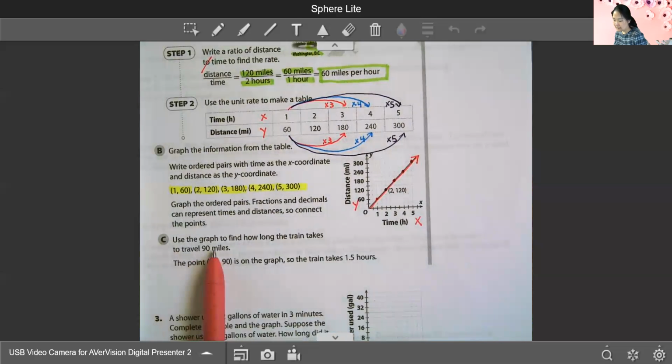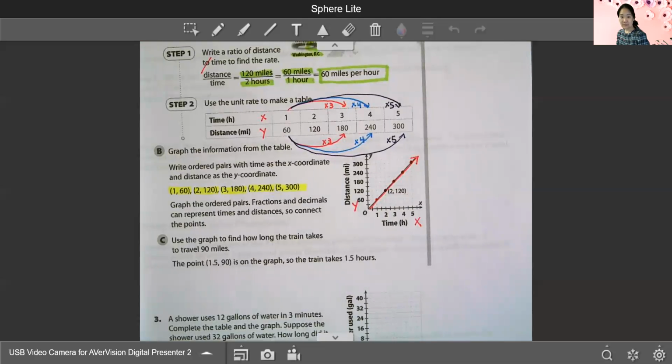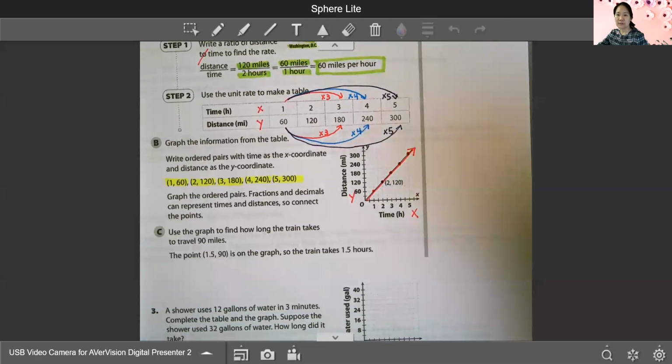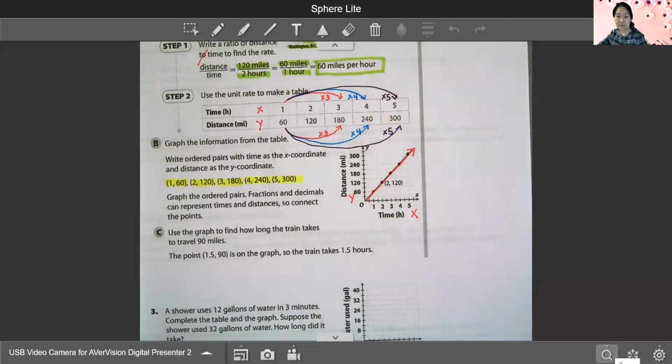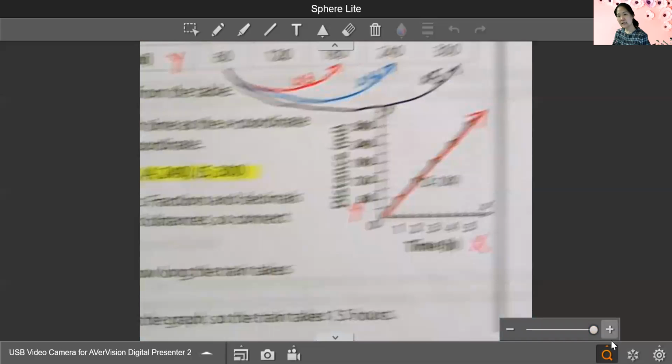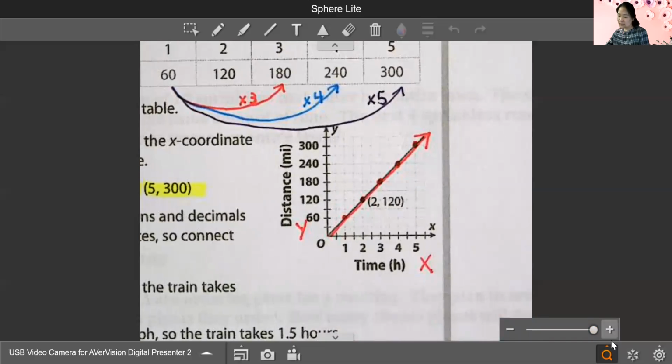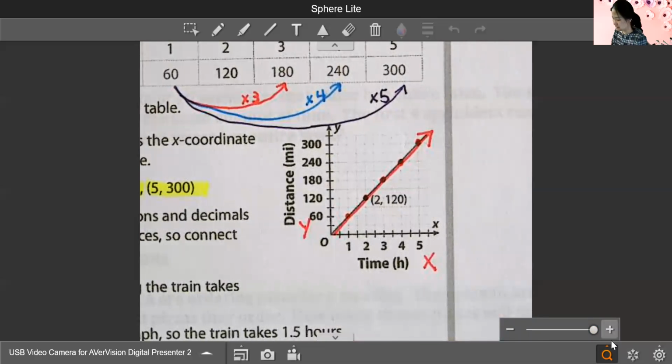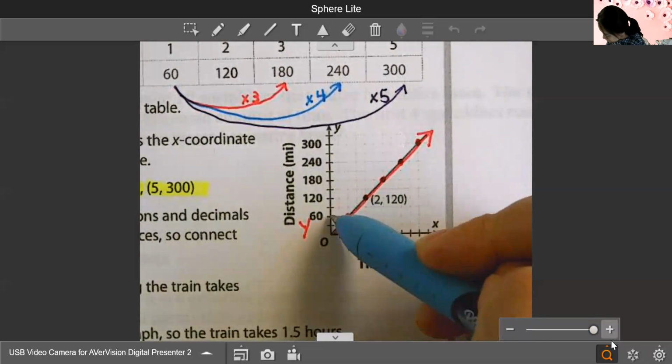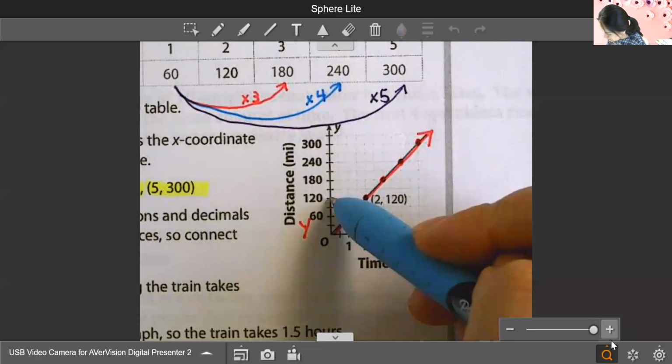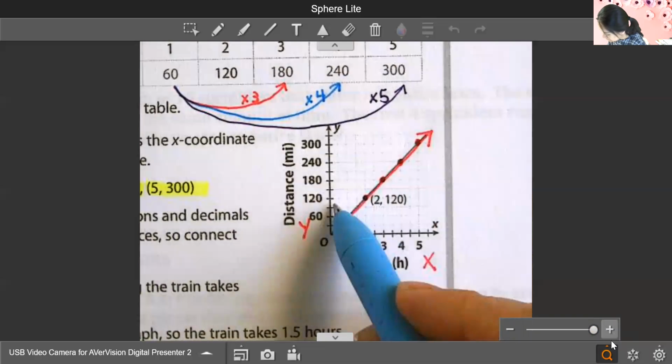Use the graph to find how long the train takes to travel 90 miles. Okay, so this is important. 90 miles, how many hours will it take? So take a look at this graph. Let's find out where 90 miles is. 90 miles is right in between 60 and 120 miles. So this is 90 miles.